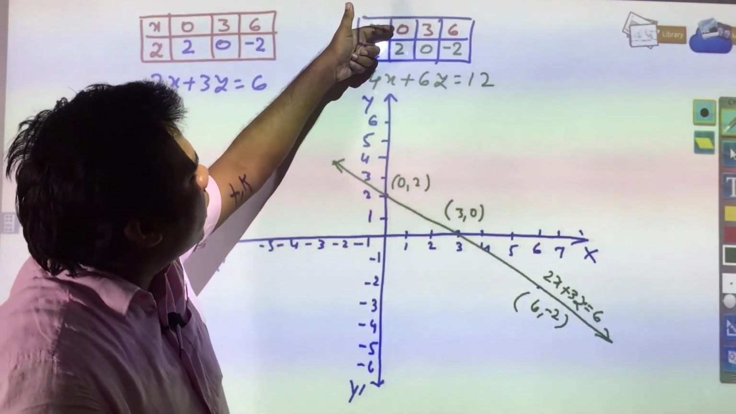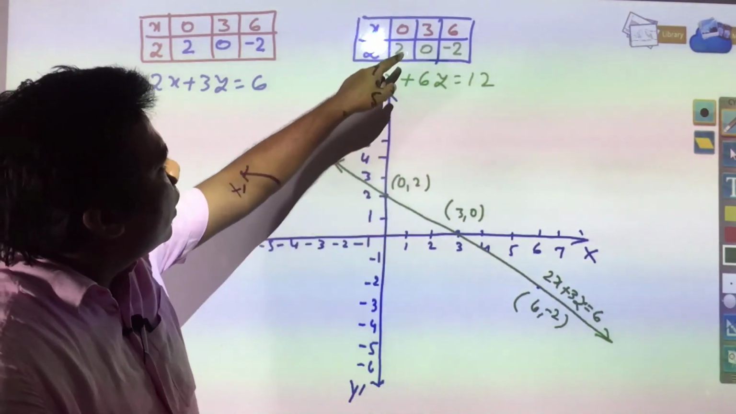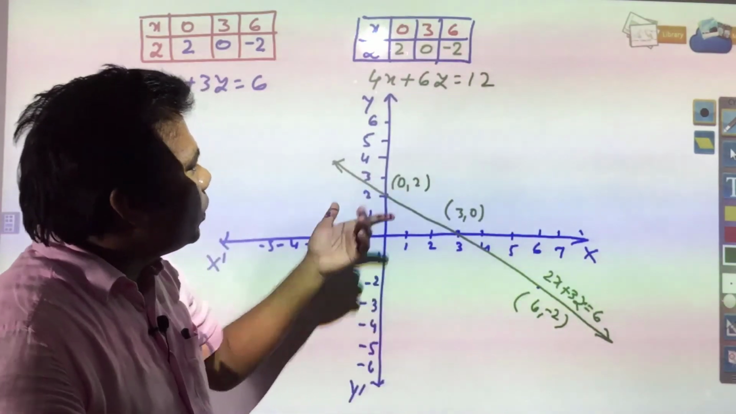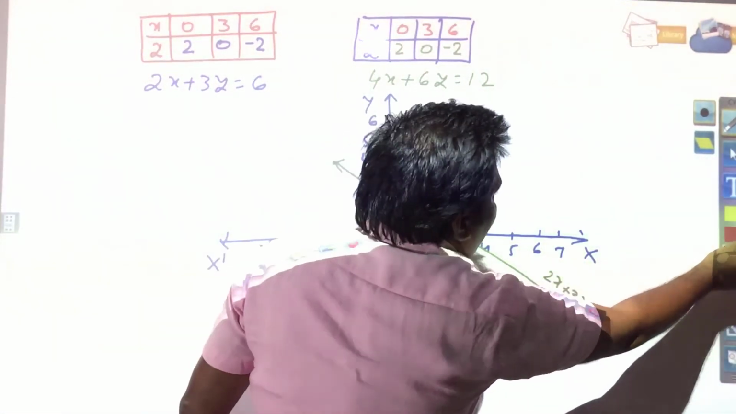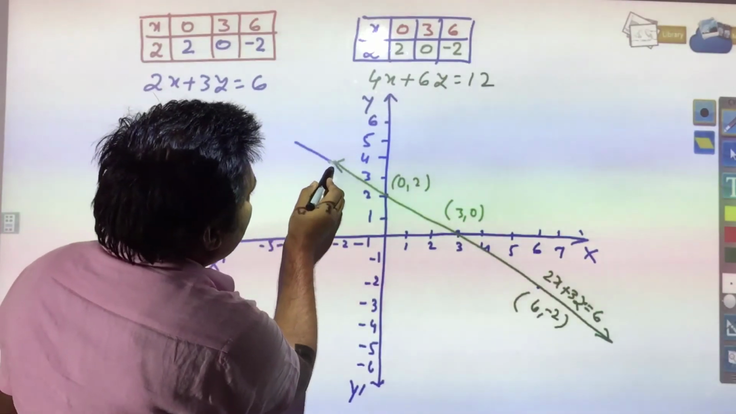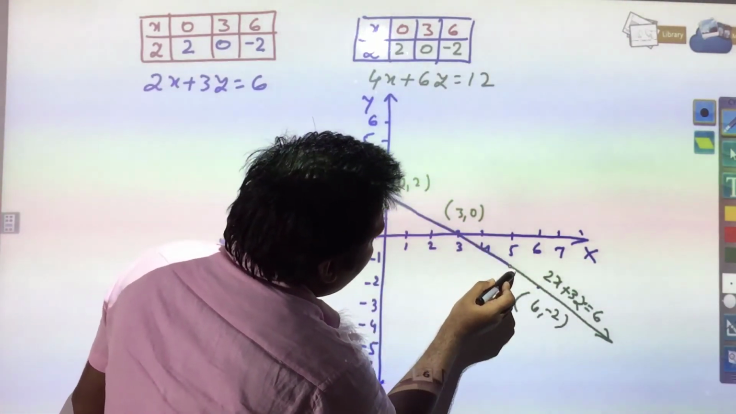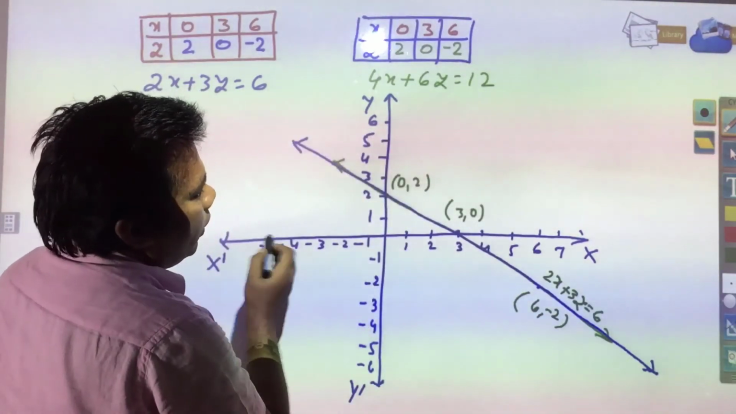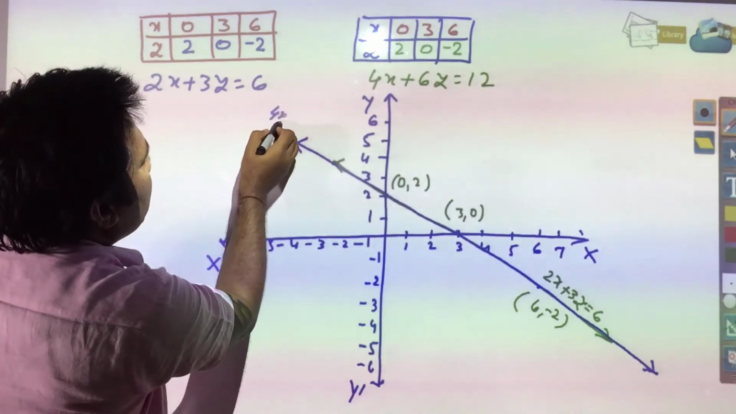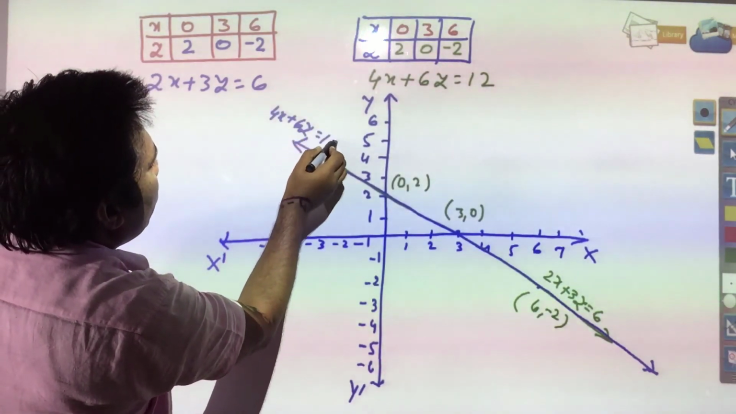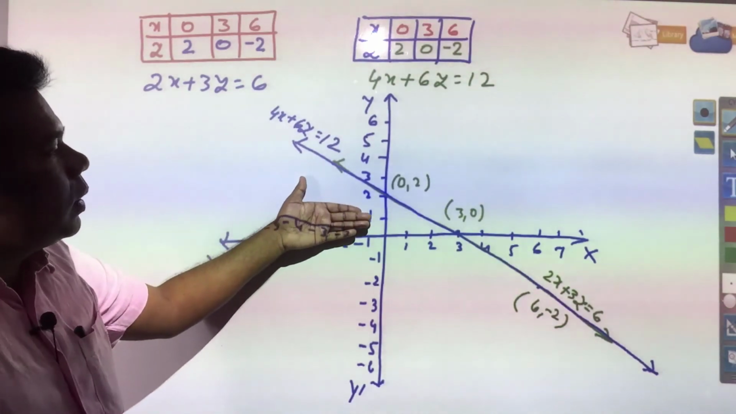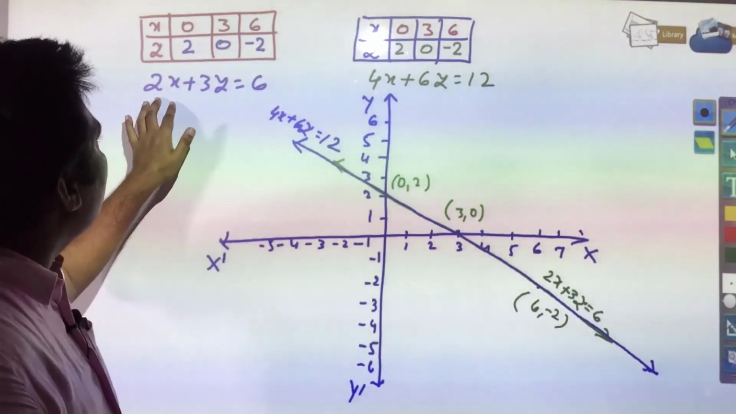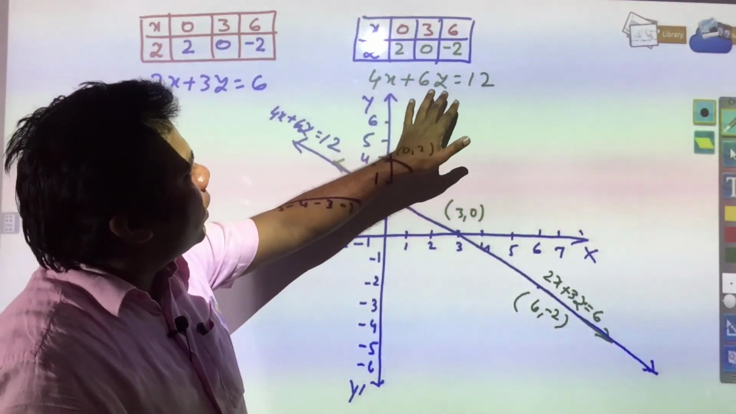Now you see, you have the coordinates 0 2, then 3 0, and 6 minus 2. What does it mean? It shows that this line will overlap or coincide. In the same line you will have the second line also, like this. So this line that you have got is 4x plus 6y is equal to 12. It shows that you will get infinitely many solutions for the given equations 2x plus 3y is equal to 6 and 4x plus 6y is equal to 12.